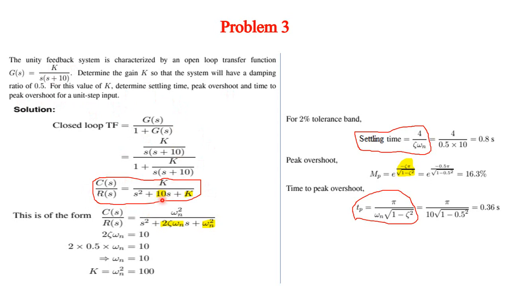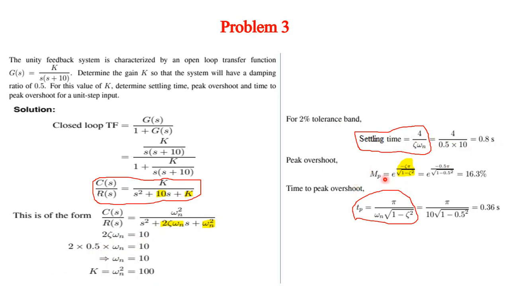This is your omega n square, and this is 2 zeta omega n. So 2 zeta omega n is 10, and omega n square is K. Since zeta is given, substitute zeta and find omega n. Therefore K is omega n square, 100. The settling time for a 2% tolerance band is 4 by zeta omega n. Substituting the zeta and omega n values we determined, we get 0.8 seconds.